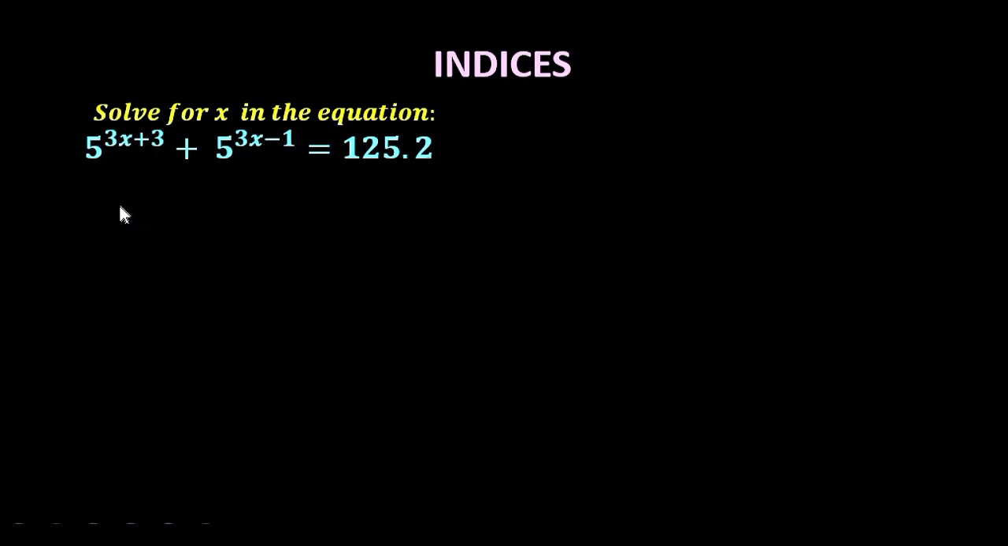Applying the laws of indices, considering the first part of this equation, 5 raised to 3x plus 3 can be expressed as 5 raised to 3x times 5 raised to 3. Now, addition of the indices here implies multiplication. The bases here are the same. And then for the second part, subtraction of the indices implies division. So we're going to add 5 raised to 3x divided by 5 raised to 1.